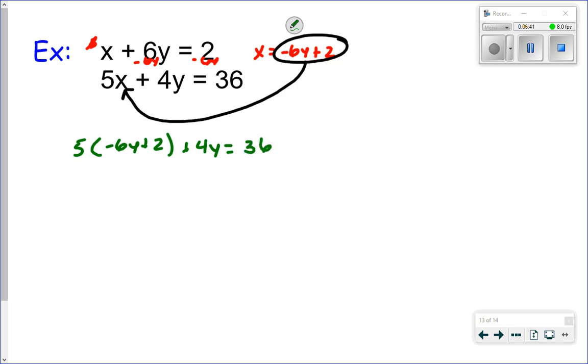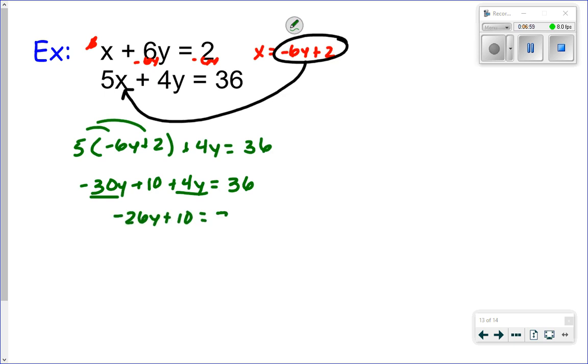Whatever's outside parentheses needs to be distributed. So 5 times negative 6y is negative 30y. 5 times 2 is 10. Combine like terms. Negative 30y plus 4y is negative 26y. Subtract 10 from both sides. 36 minus 10 is 26. Divide by negative 26. y equals negative 1.